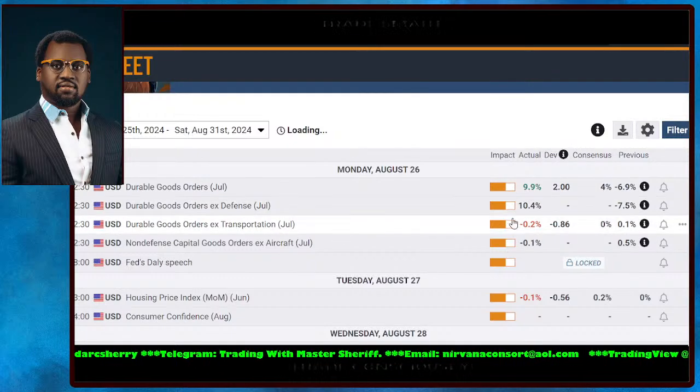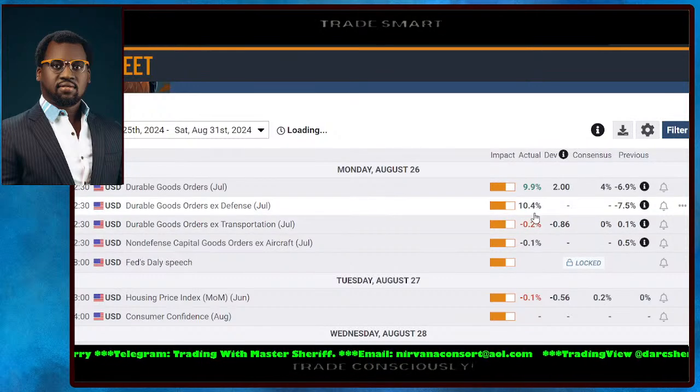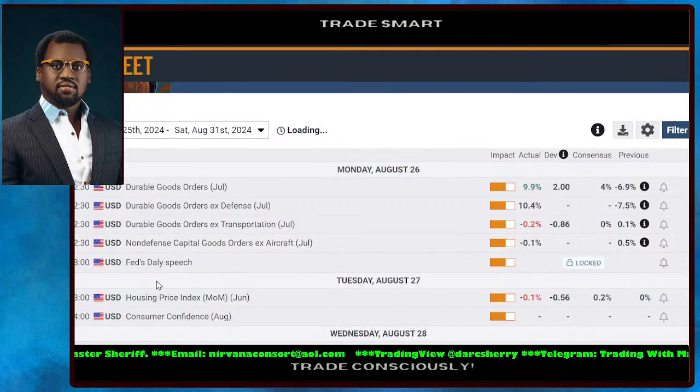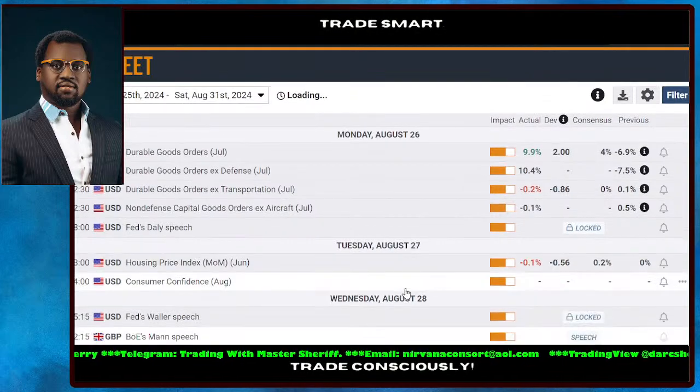And of course, excluding defense, we had a 10.4%, which shows us that the manufacturing sector is doing pretty well for the month of July. And of course, in the last 24, 36, 48 hours in the market, we've seen some considerable recovery in the US dollar, showing us, as this data gave us a signal, that the high concerns regarding the US economy aren't really that high.